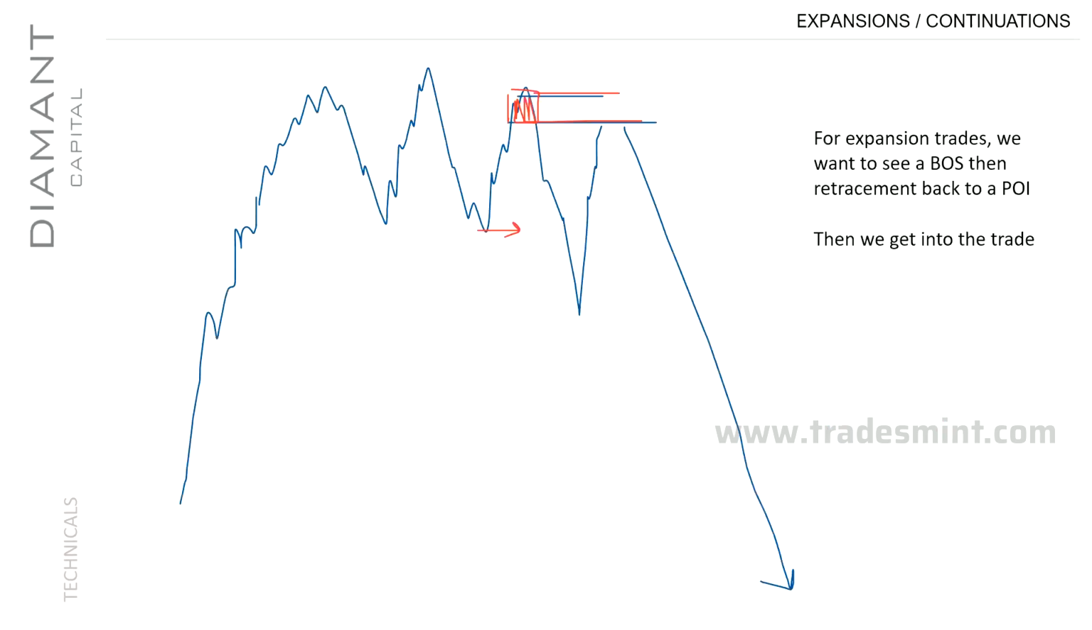So for expansion trades, just to briefly explain, that break of structure on the lower time frame, when we approach our zone of interest, we go to that point of interest, go down onto the lower time frame, see what's going on, and then that's exactly when we get into the expansion trade. So we want to see a break of structure, a retracement back up, and then straight into some kind of point of interest, and then we get into the trade.